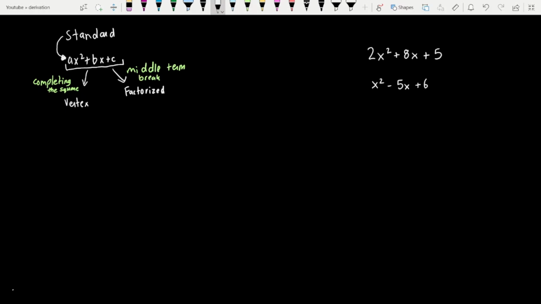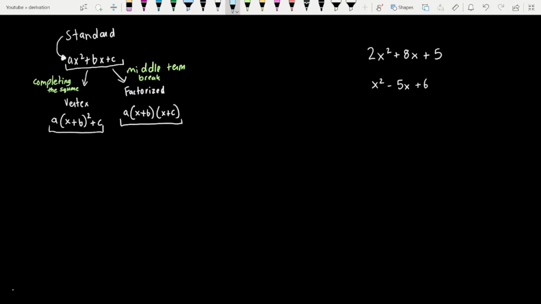Your vertex form is actually not the same as your standard form, and it looks something like this. So you would have an a over here, you would have maybe an x in there, and then a plus b whole squared, and then a plus c. That's what your vertex form looks like. And then your factorized form may look something like you may have your a, and you may have your x plus b, x plus c, and this may be your factorized form.